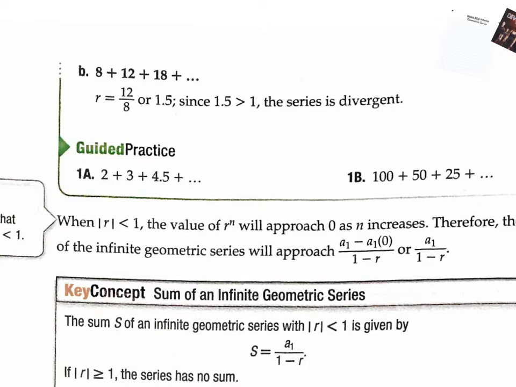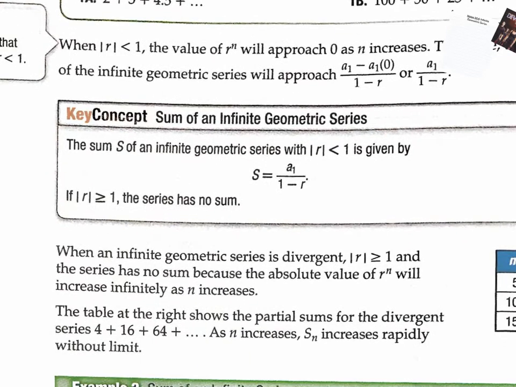convergent or divergent. The second skill that you need to acquire is this key concept right here in our books. It says the sum S of an infinite geometric series with the absolute value of the common ratio being less than 1 is given by this formula: S equals your first term divided by 1 minus the common ratio of your series. It says if the absolute value of R is greater than or equal to 1, then the series has no sum. Why? Because if R is greater than or equal to 1, then it becomes divergent, which goes to infinity. It has no sum, it would be infinity.